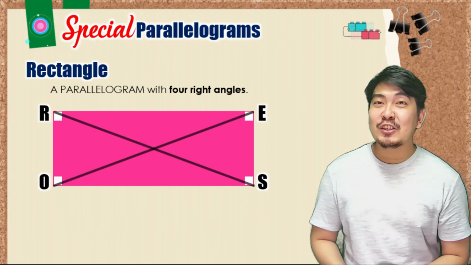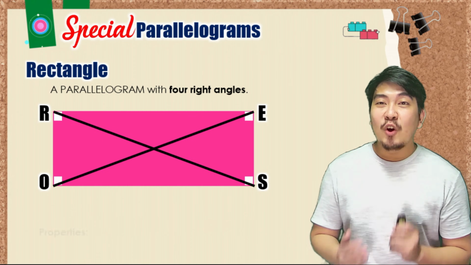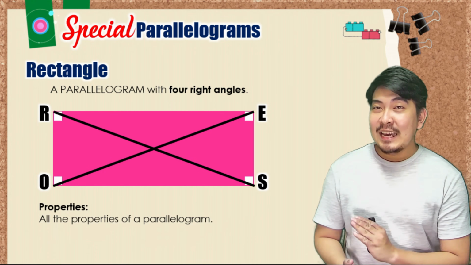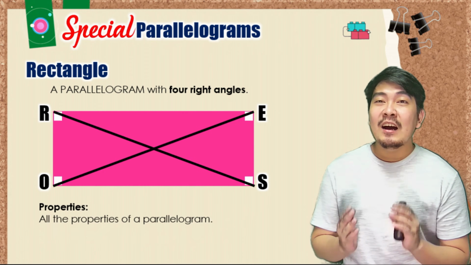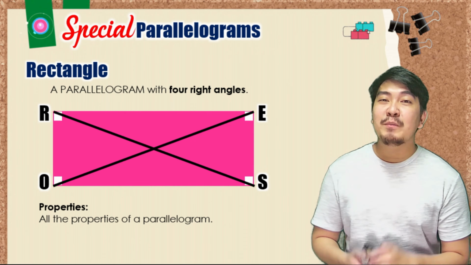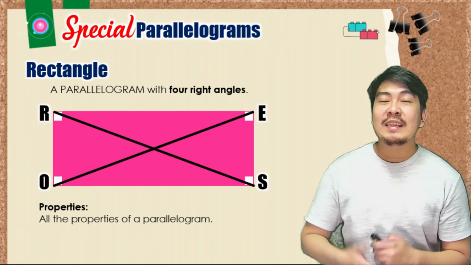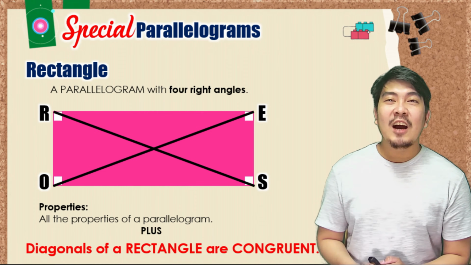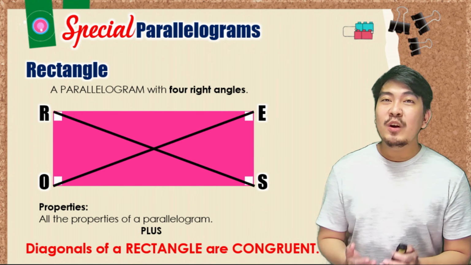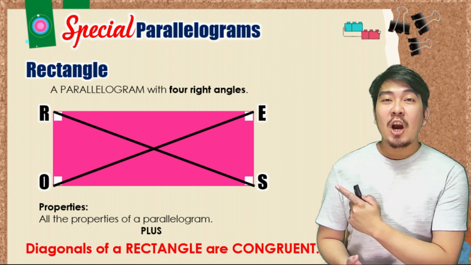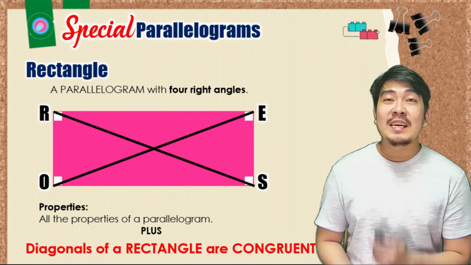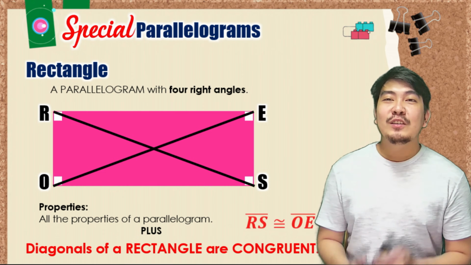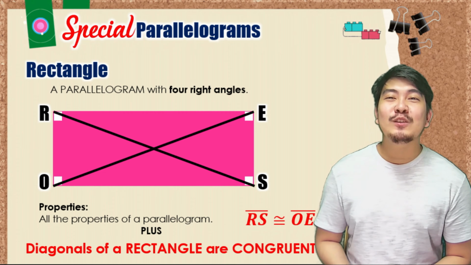Again, it is a special parallelogram because all the properties of a parallelogram are in a rectangle. There is an additional feature of a rectangle aside from it being a parallelogram with 4 right angles, and that is diagonals of a rectangle are congruent. So if we have segment RS and segment OE as the diagonals of this rectangle, they do have the same measure, or segment RS is congruent to segment OE.